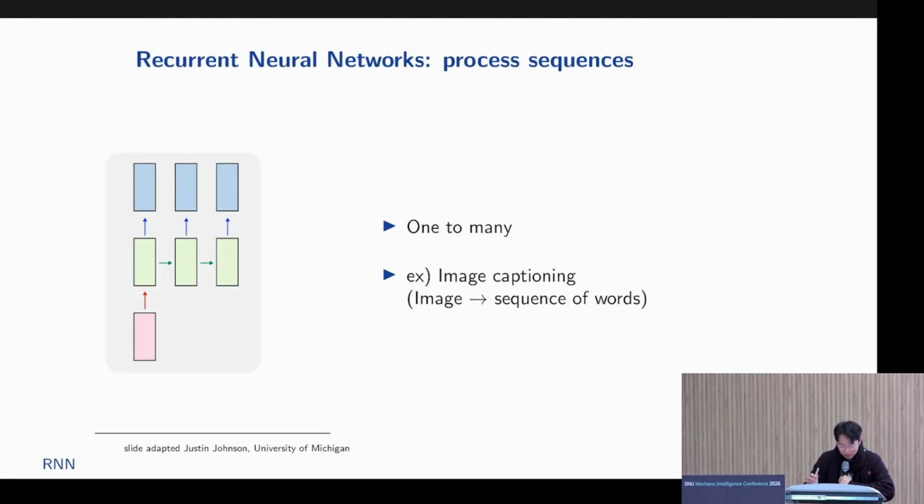But in order to deal with more complex data and more complex tasks, we need different architectures. For example, let's say we want to do image captioning. We want to input an image and output the description of the image. So we want to output a sequence of words from the model. So here, the relationship is one-to-many.